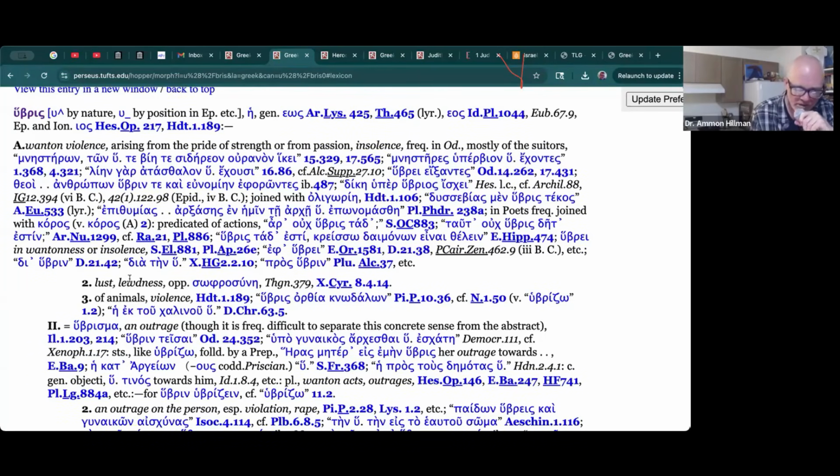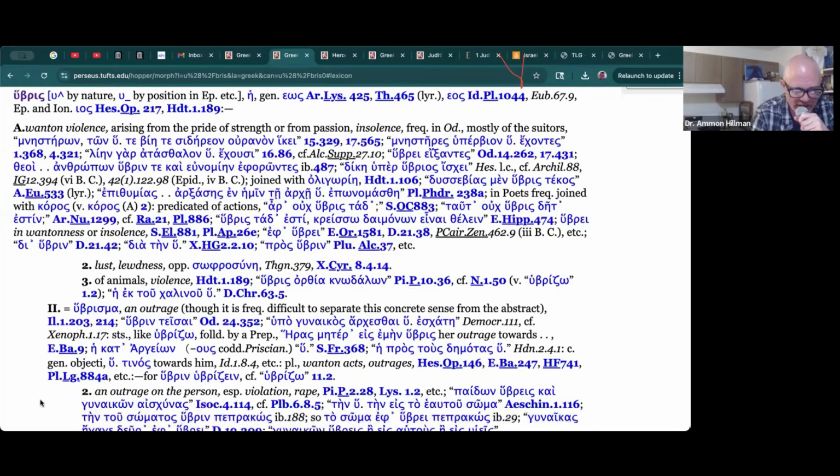Hubris is originally with the Greeks a charge. It is an official charge. I am charging you with hubris. When you walk up to your neighbor and punch him in the face, that's hubris. What gives you the license to be violent in that way? You are insolent. This stuff comes from your pride. If you think you are better than your neighbor, you could walk up and punch him in the face. You can't do that. It's an outrage.